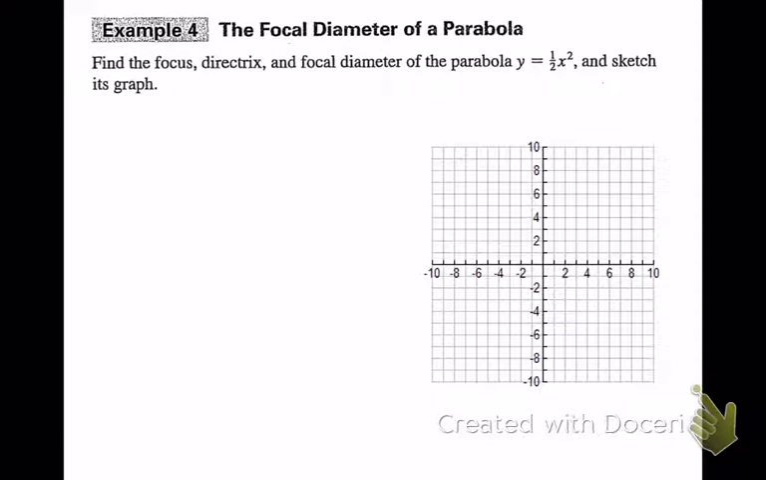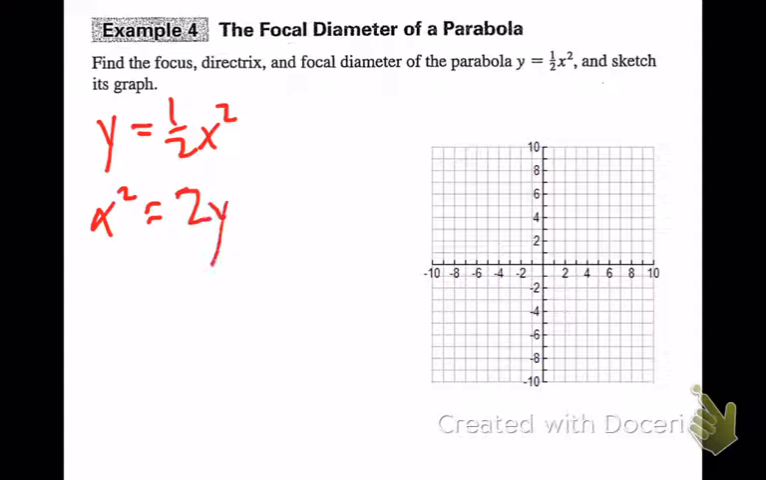So we have to find the focus, directrix, and focal diameter of the parabola y equals 1/2 x squared, and sketch its graph. Okay, so we start out. We have y equals 1/2 x squared. What's the first thing I should do? Solve for x squared. So it's x squared equals 2y.